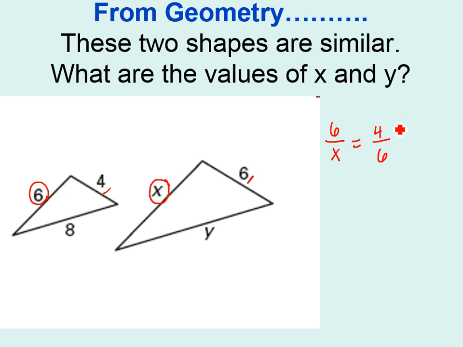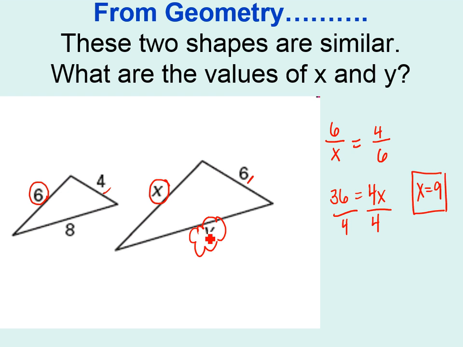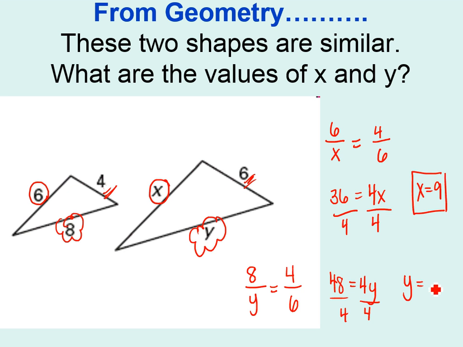And then I would cross multiply: 4 times x, 4x, 6 times 6, 36, divide by 4, and I would get x equals 9. Now if I wanted to find y, I would say 8 is to y as 4 is to 6. And again, I would cross multiply: 48 equals 4y, divide by 4, y would equal 12. So that's how we did proportions in geometry.